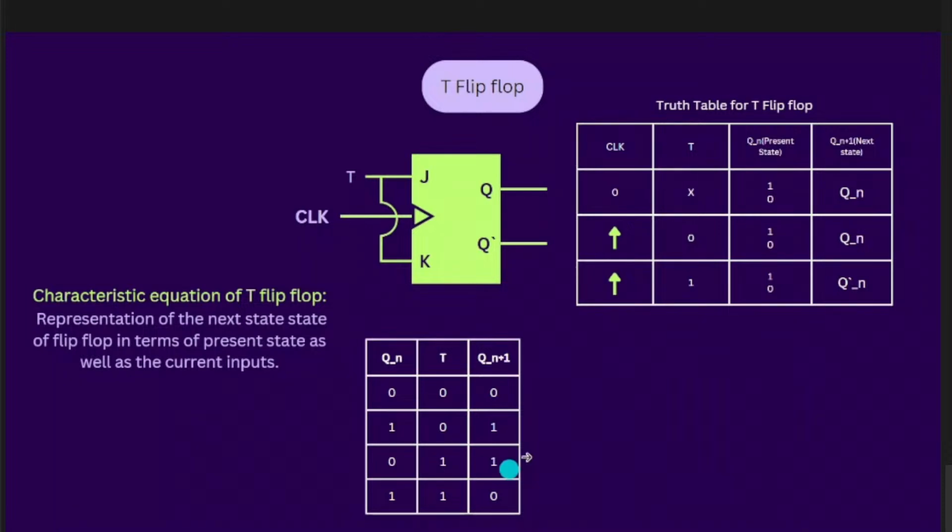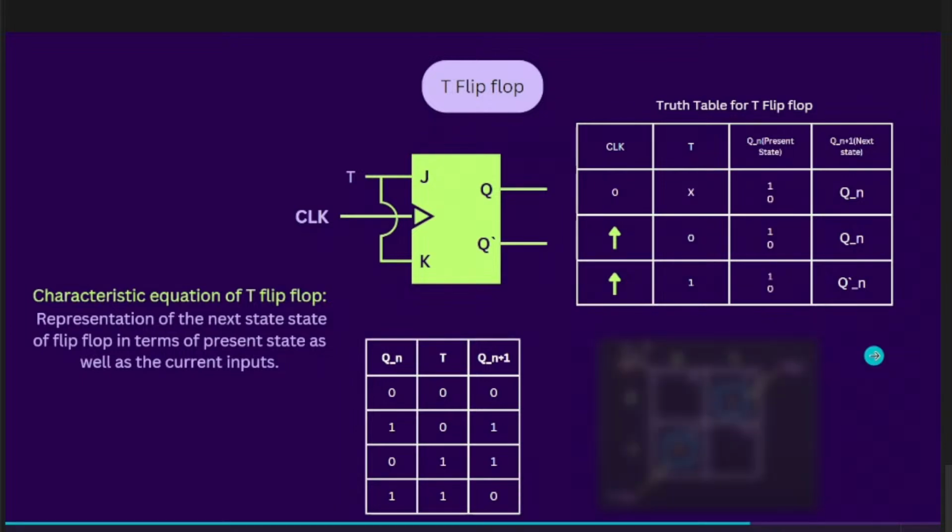We'll be building a truth table over here. The present state is 0 and the toggle value is 0. That means it will remain the same, so the next state will also be 0. If it was 1 and 0, then it will become 1. Whenever the toggle is 1, it will just toggle the input. If Qn is 0, then Qn plus 1 is 1, and if it's 1, then it's 0.